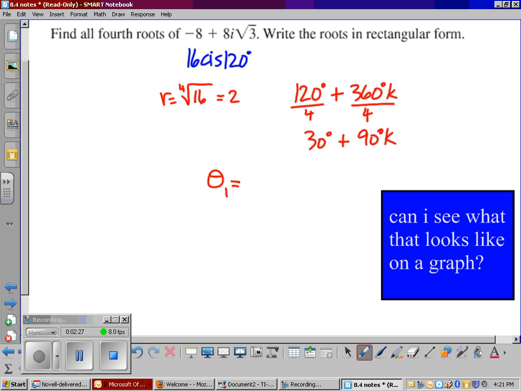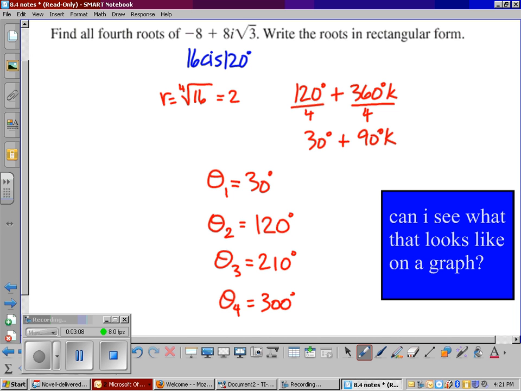So my first theta is when k is 0. If k is 0, then it's 30 plus 0, which is 30 degrees. My next theta is if k is 1. If k is 1, then I have 30 degrees plus 90 degrees, which is 120. Now you can see that as k increases by 1 every time, I'm just adding 90 degrees to my angle every time. So I don't have to go through the process of substituting in a 3 for k. I can just take my 120 and add 90 to it, and I get 210. And then 210 plus 90 is 300. So those are the angles for my answer.